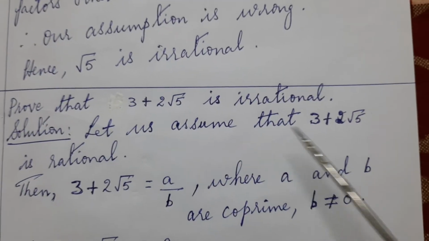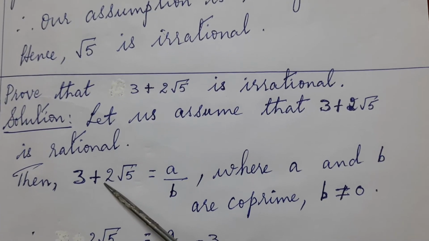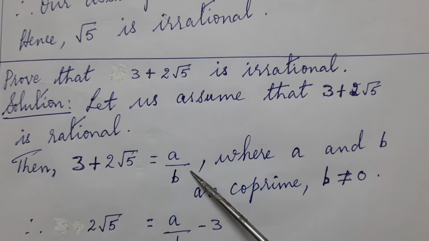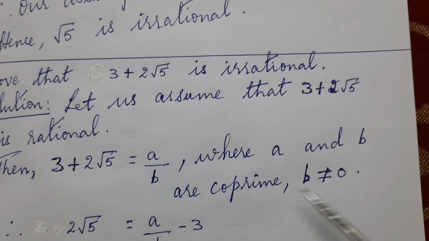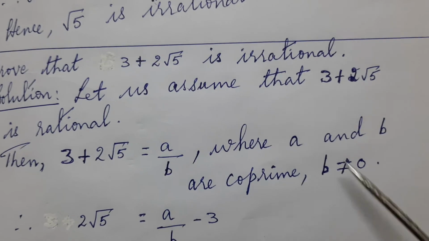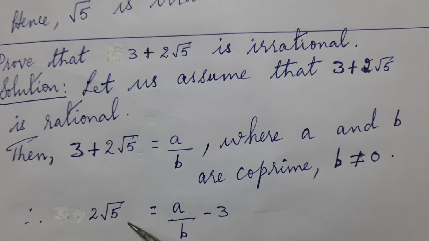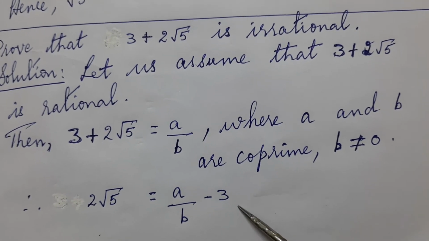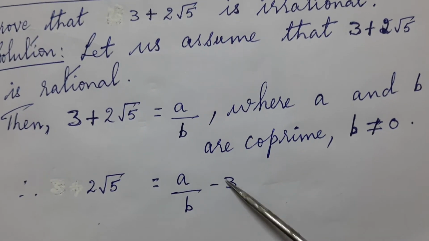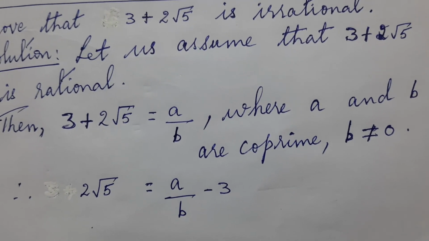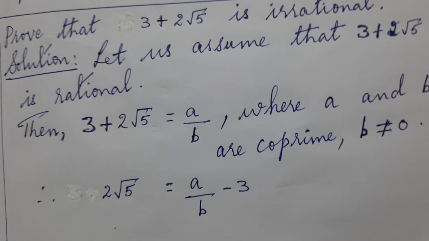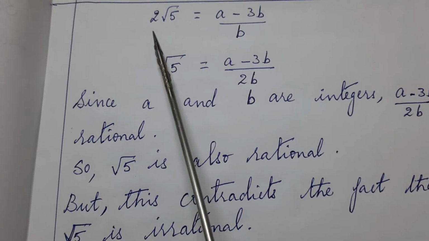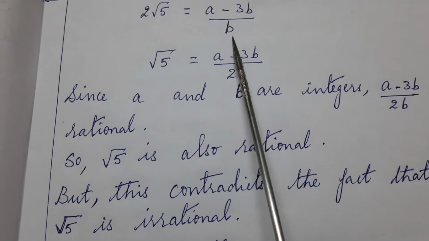Let us assume that 3 plus 2 root 5 is a rational number. Then 3 plus 2 root 5 we take as a by b, because it is a rational number, where a and b are coprime numbers, b not equal to 0. Now I am keeping 2 root 5 as it is here and bringing 3 to the other side: a by b minus 3. Now when I take the LCM, we get 2 root 5 is equal to a minus 3b by b.